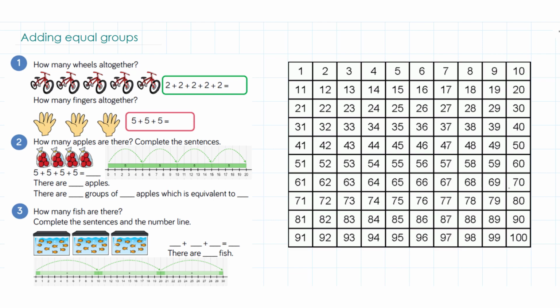In the second question, how many apples are there? Complete all of those sentences. And there's a number line there to help you. Finally, number 3, how many fish are there? Complete the sentences and the number line.